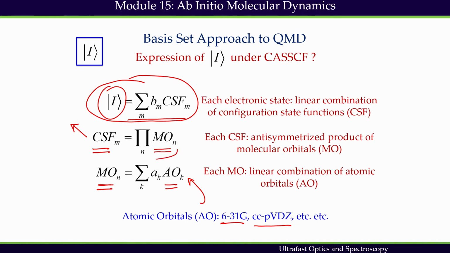Taking the antisymmetric product of molecular orbitals, we get the configuration state function. Each configuration state function is added to get the final electronic wave function. So this is the hierarchy used for the CAS-SCF methodology. We'll stop here and continue this module in our next lecture.